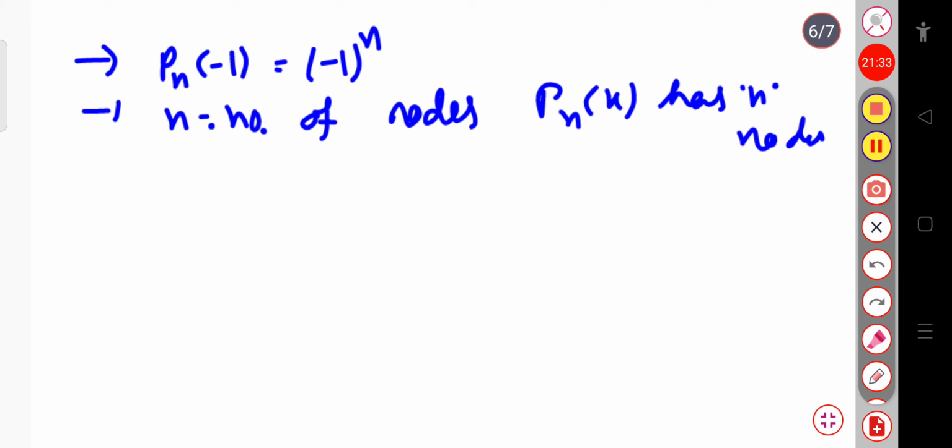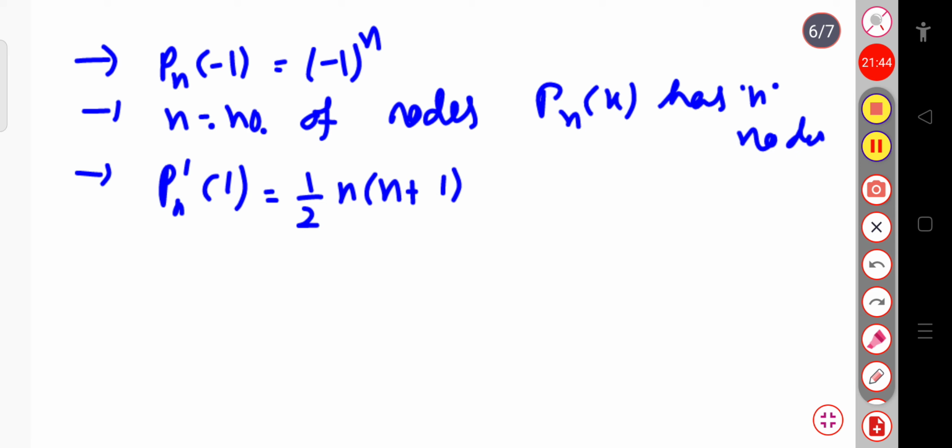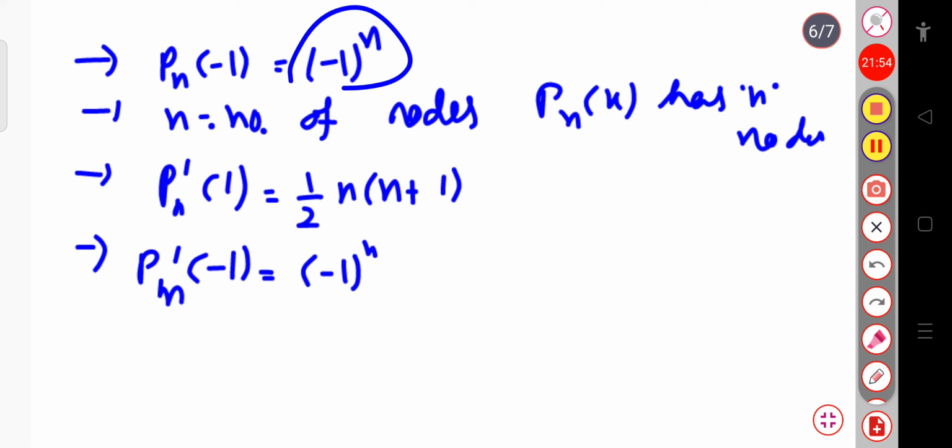And also you remember Pn prime at 1 is equal to 1 by 2 n into n plus 1. And also Pn prime at minus 1 is equal to minus 1 power n. If I substitute, this is minus 1 power n into Pn prime 1. So this is simply minus 1 power n, and Pn prime 1 is 1 by 2 n into n plus 1.